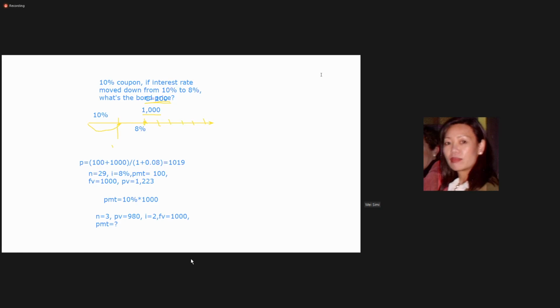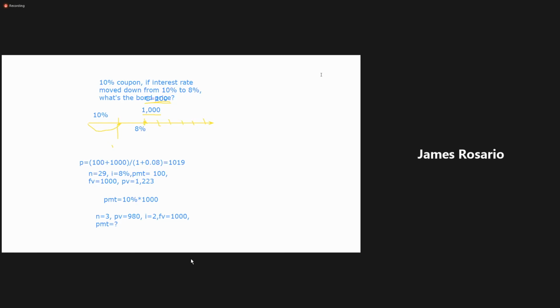Is there a secondary bond market? Yes, you have the primary market and the secondary market, absolutely.